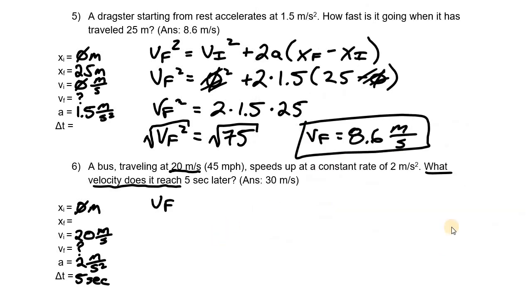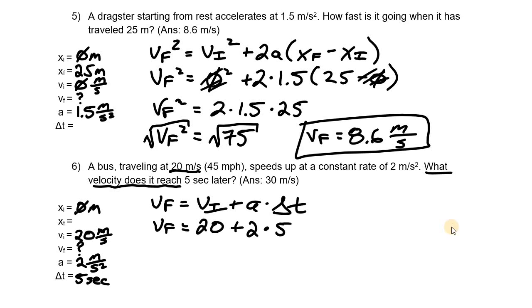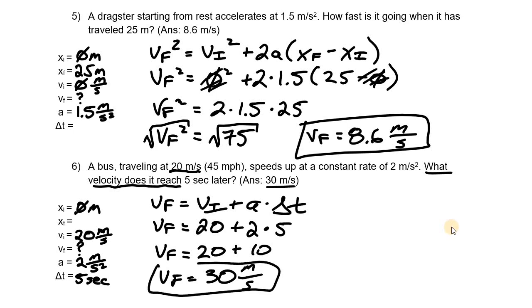So we have VF is equal to VI plus acceleration times delta t. Now the VF, that's the variable that we're trying to find, is equal to the VI plus the acceleration of 2 times 5. Okay, oh, this is simple enough. Look at this, we could probably just do this in our heads. And looking at that, we correctly solved this problem.